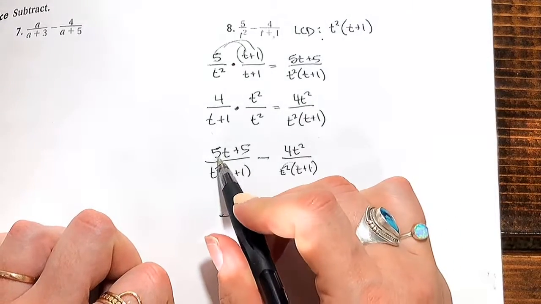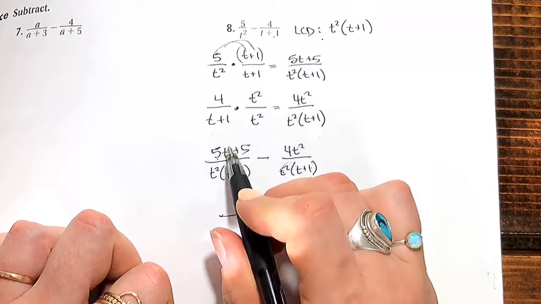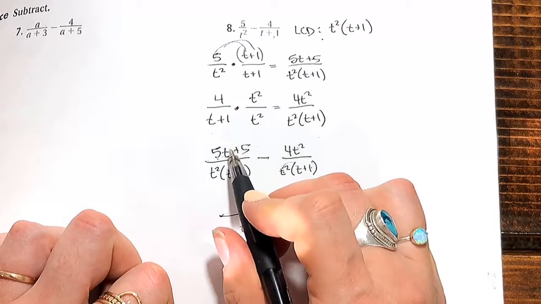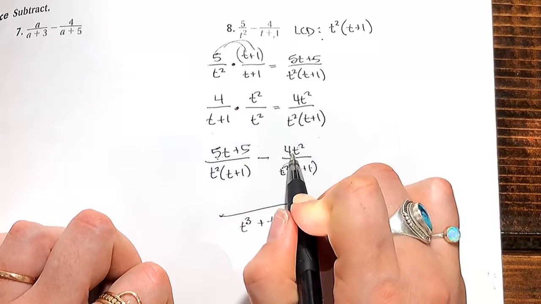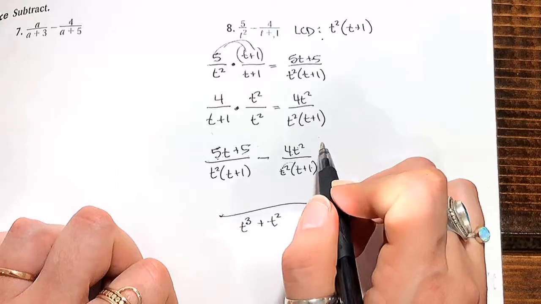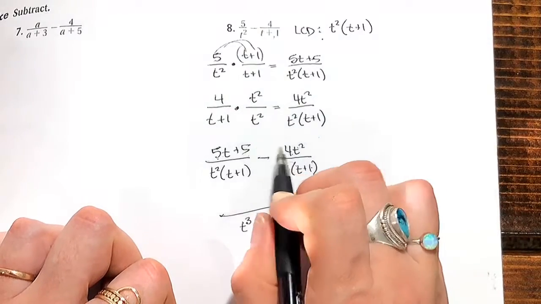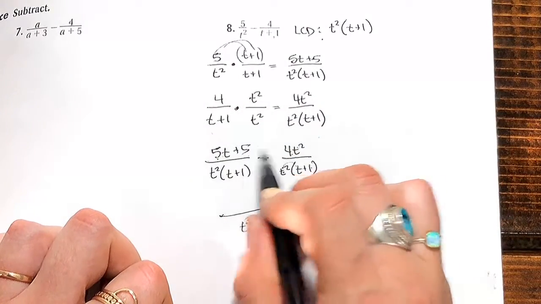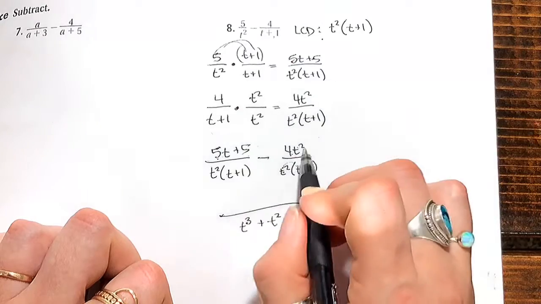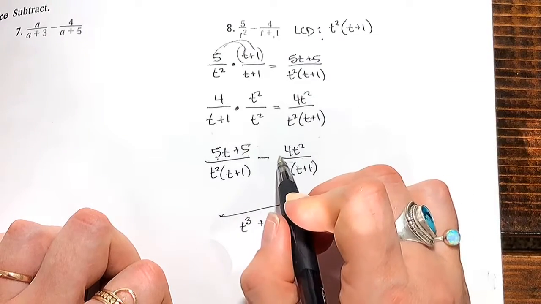But then on the numerator, if we look at all 3 of these terms, none of them are like terms. We have a t, we have a constant, and we have a t squared. So we actually can't combine any of them. I do still like to write these when possible in descending order. So that means we take the highest degree first.